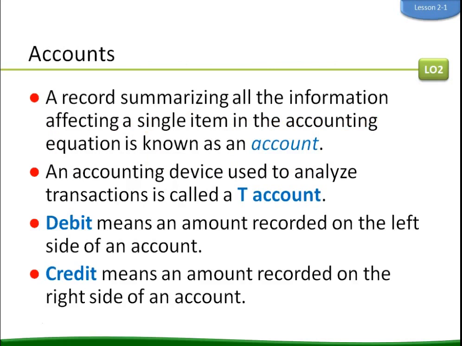All right, so just some terms here that we want to make sure that we understand. These are on page 33 in your book. The record that summarizes the information that affects any single item in your accounting equation is called an account. Okay, and the device that you use to analyze or review those transactions is called a T account. Okay, so a debit means the amount was recorded on the left side of the account, and a credit means it was recorded on the right side of the account. So in that T account, the left side is debit, the right side is credit.